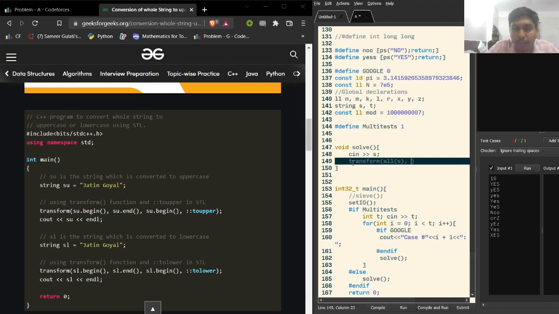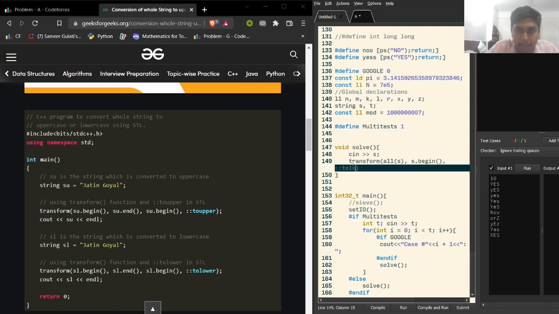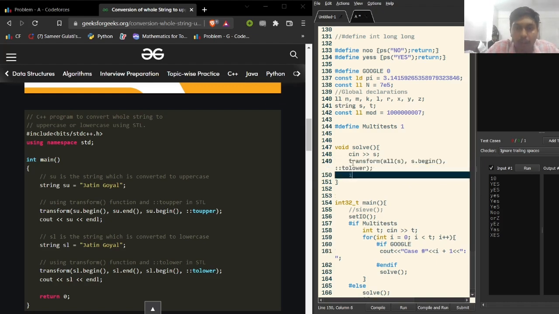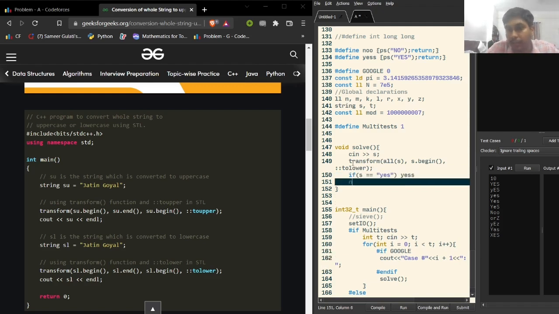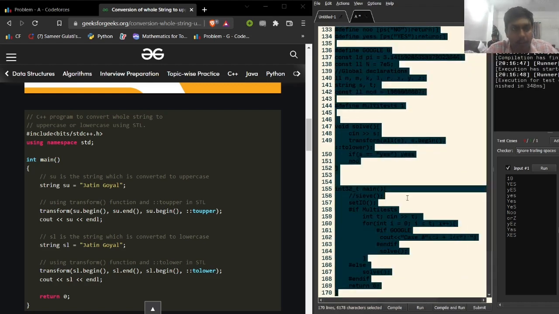So I just write all of s, which is like it just writes begin and end, then s.begin and tolower. Okay. Now if s is equal to "yes" in lowercase, then we would say yes, otherwise you would say no. Should be simple enough, I guess. Yep. Let's submit it.